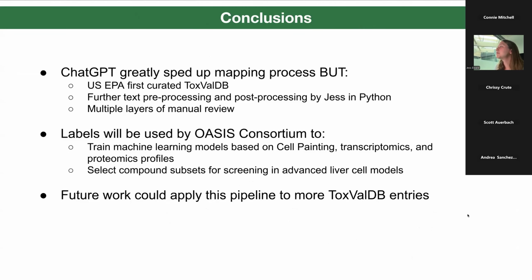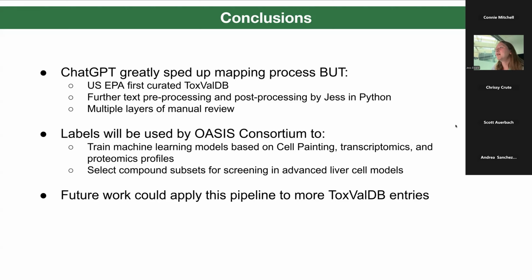So my conclusion from this work was that ChatGPT greatly sped up the mapping process. I don't know if I would have had the courage to tackle that list of about 300 terms on my own and try to come up with a scheme of organizing them. But this is with a whole bunch of caveats. First, there was an enormous amount of effort that went into curating ToxValDB to get it into that format to start out with. There was text pre-processing and post-processing by me in Python. There are multiple layers of manual review.